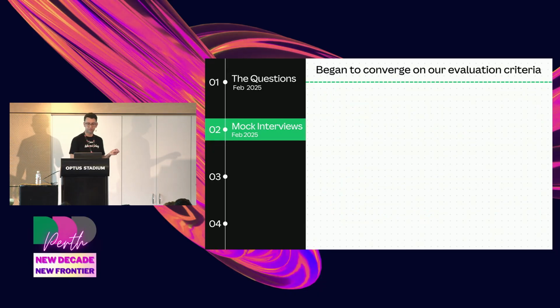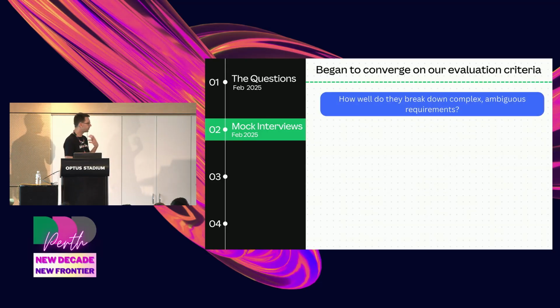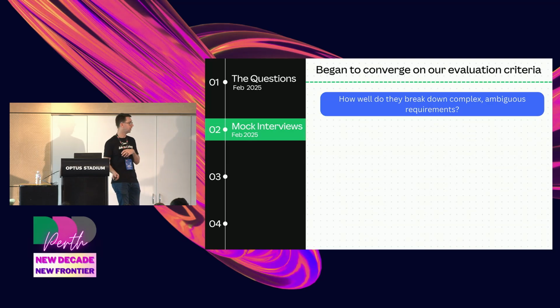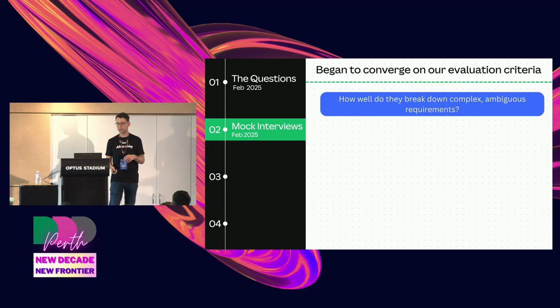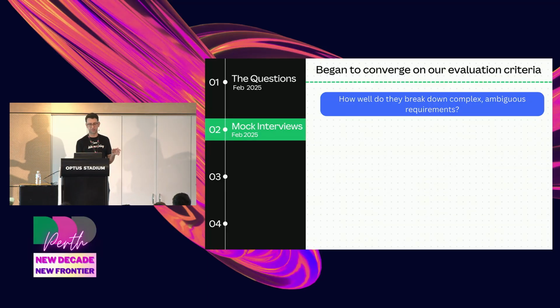So with the experience from a bunch of mock interviews, we started to converge on the evaluation criteria. The first thing we look for is how candidates handle complex, ambiguous requirements, which is a critical part of software engineering in the real world. Given the nature of the interview problems, we didn't expect them to jump into writing code immediately. We wanted to see them pause, start asking clarifying questions, and understand which parts of the problem they're going to focus on. And we're looking for how they use AI in the phase of requirements analysis.